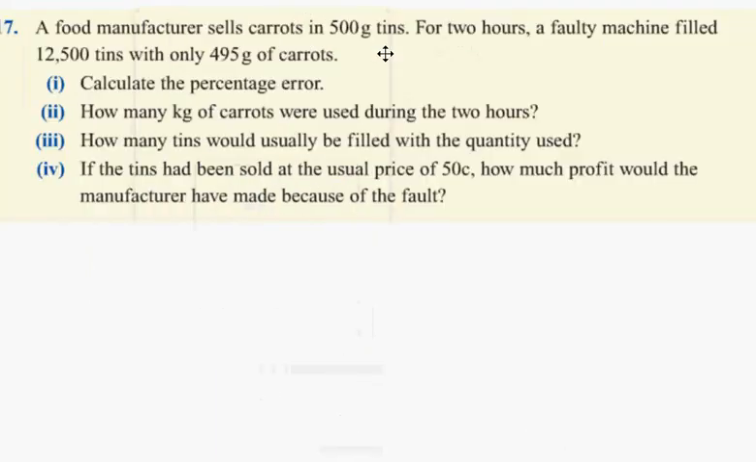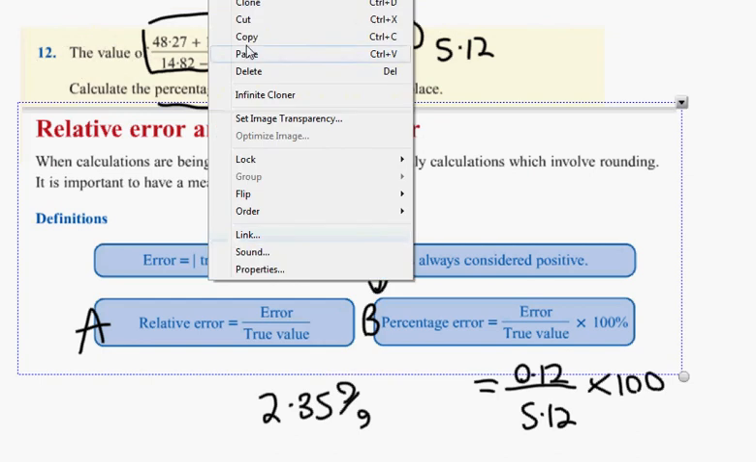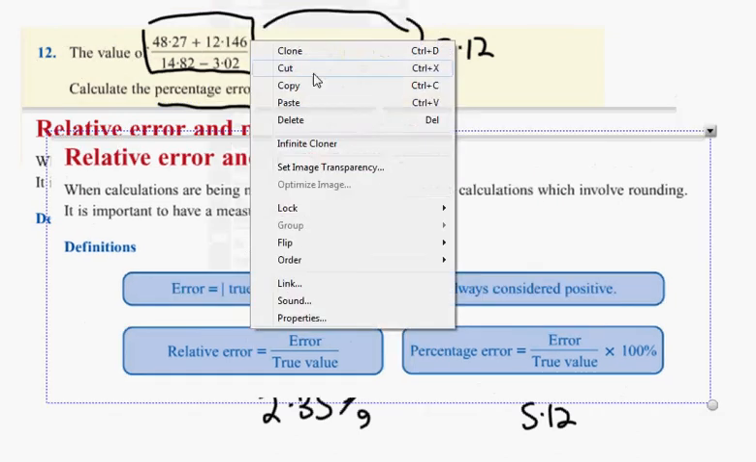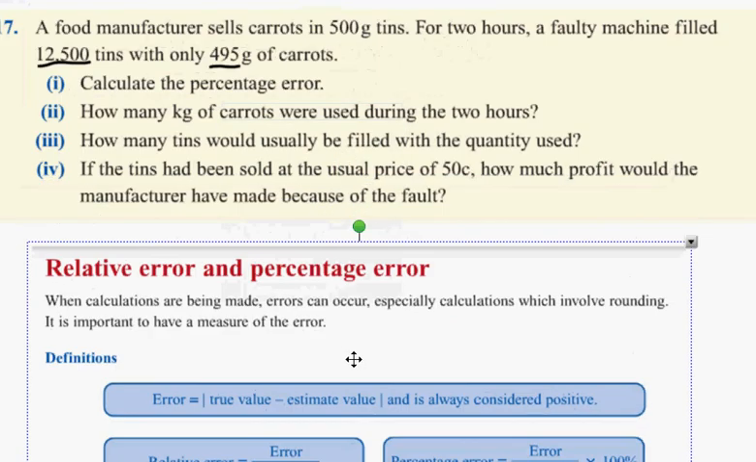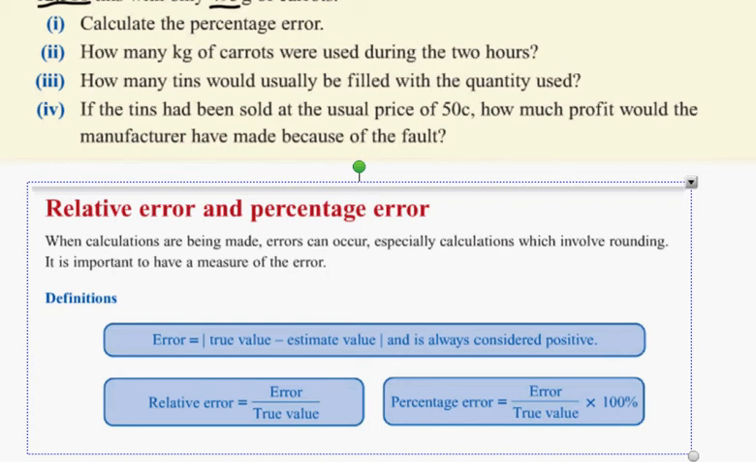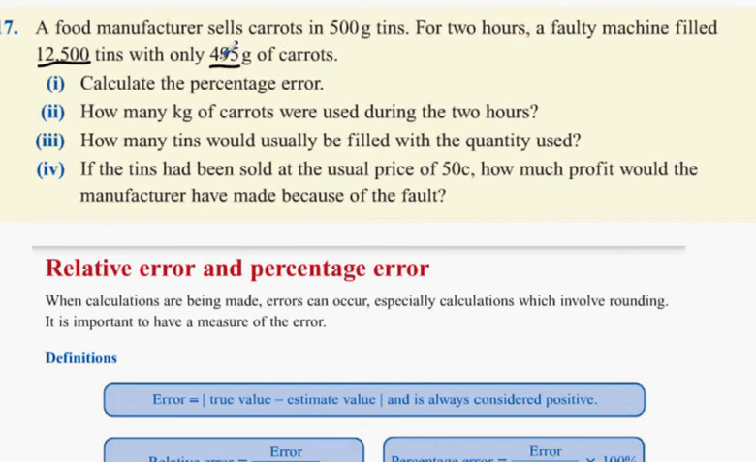A food manufacturer sells carrots in 500 gram tins. For 2 hours, a faulty machine filled 12,500 tins with 595 grams of carrots. Calculate the percentage error. Once again I get hold of my formula, which you should know off by heart. Percentage error is error divided by true value. What's the error in this question? Error of 5.